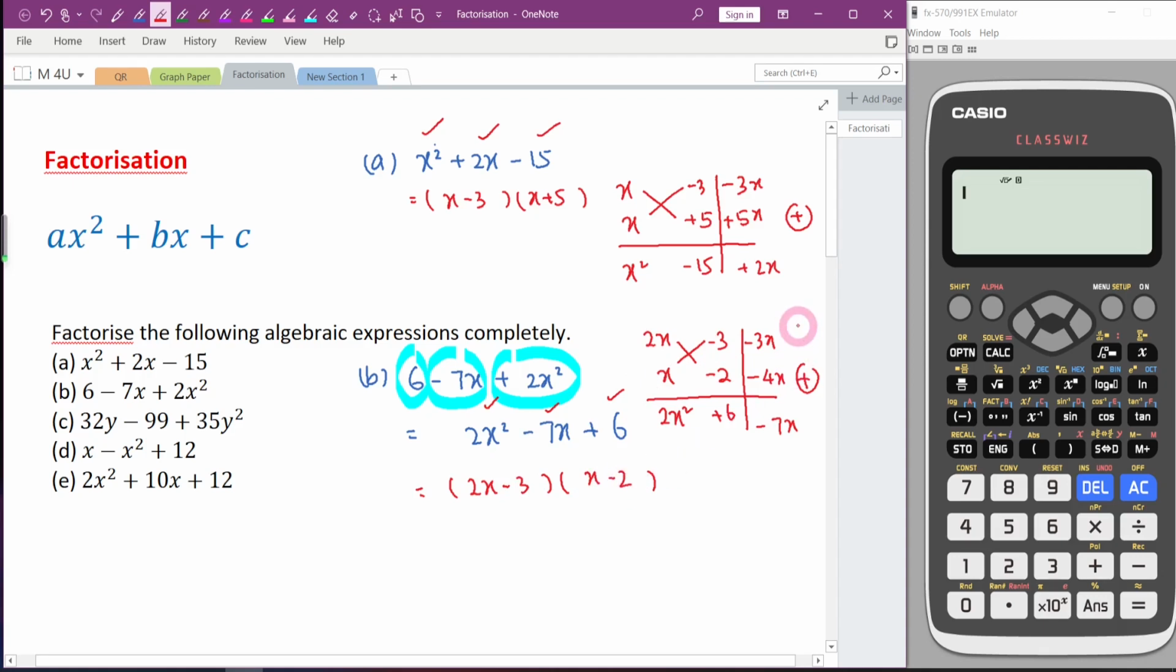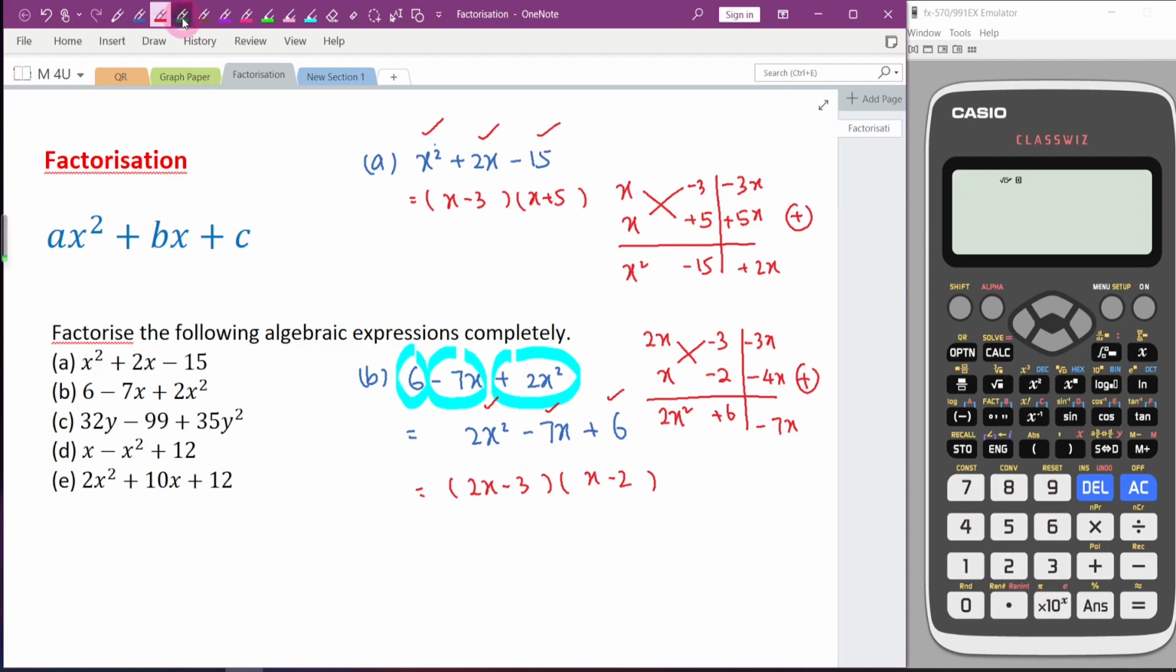Okay, so how do we use our calculator to help us to do the factorization? If you want to use your calculator to do the factorization, you need to pay attention to two things, because the function that we are going to use is actually for solving a quadratic equation, not for prime factorization, but we still can use it to help us to do the factorization for this type of algebraic expression.